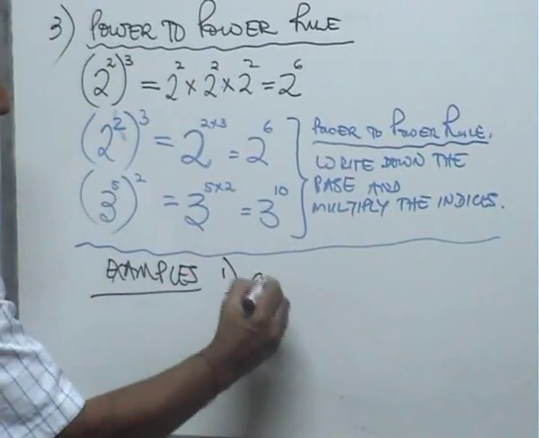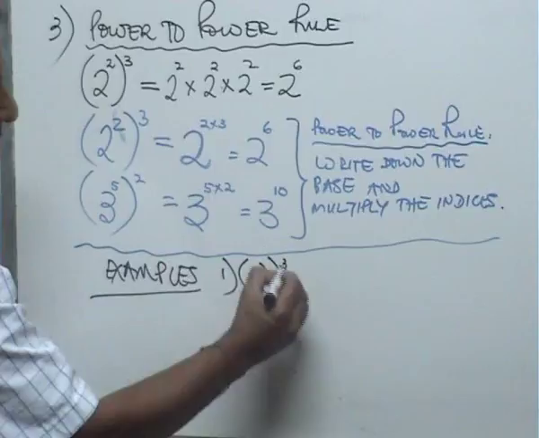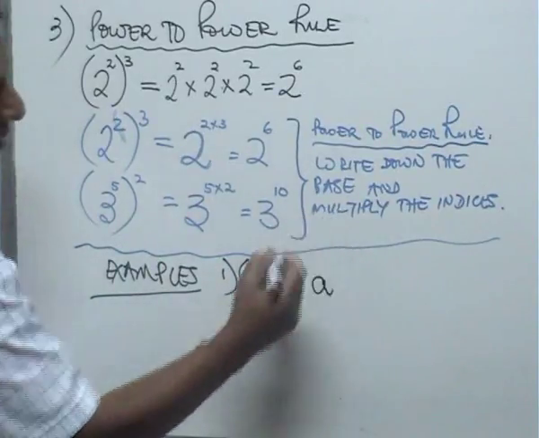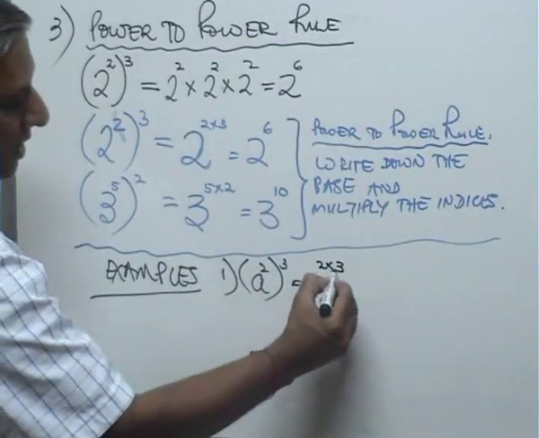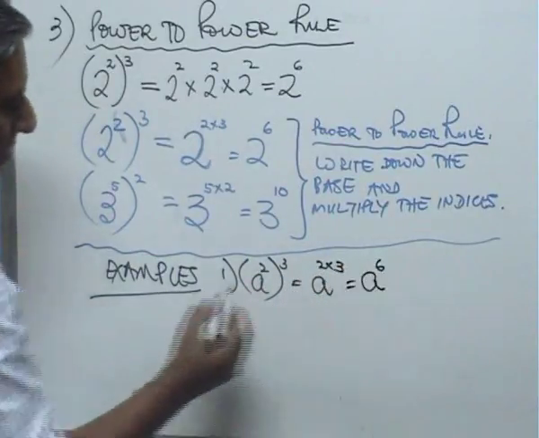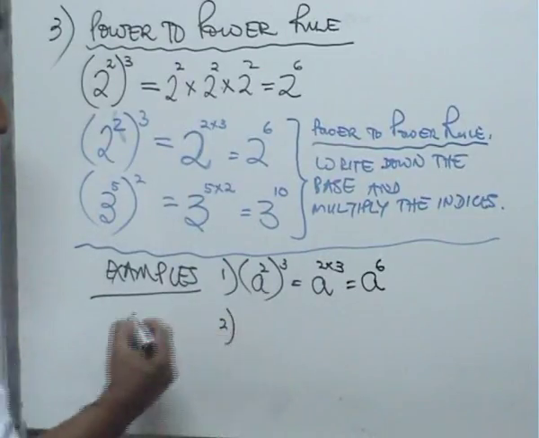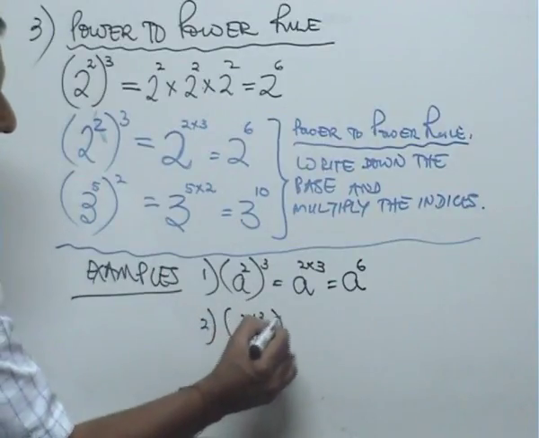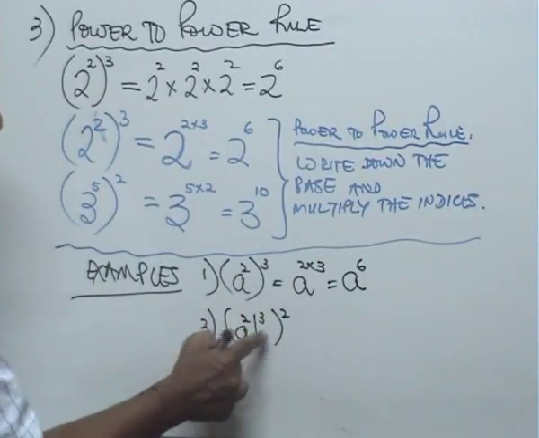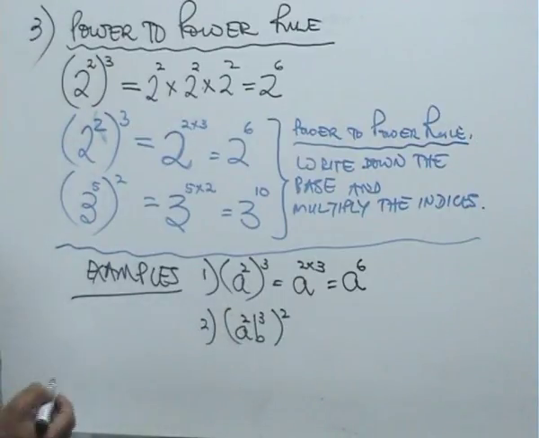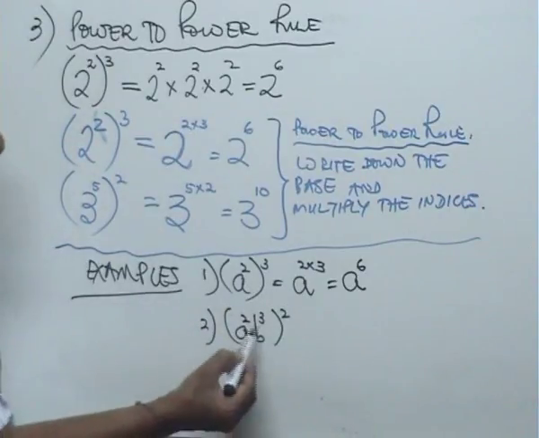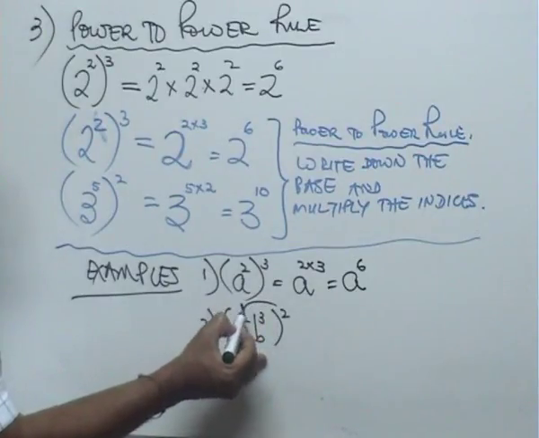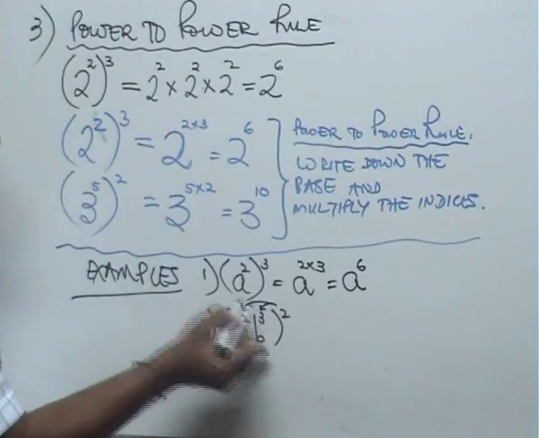So if I had a squared all cubed, then this is a power to power. I'll just write down the base 1 time and multiply the indices 2 times 3, and I'll get a to the 6. Now, very important thing. If you have 2 powers inside, now you've got 2 powers inside and you've got a power outside. Well, you can think about this like rooms in a house. You want to send power to every room. So this power goes there and this power goes there.